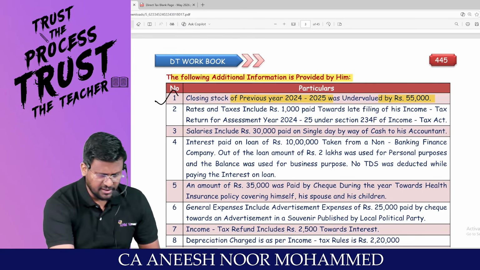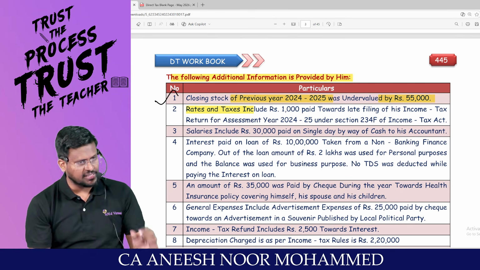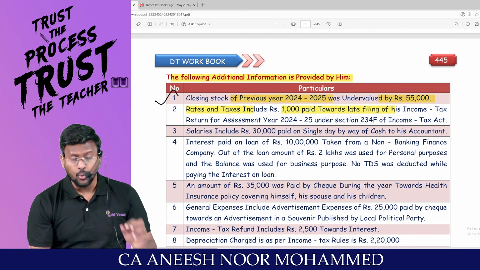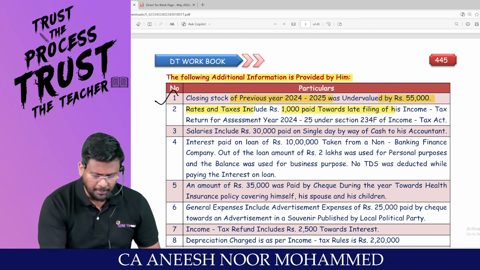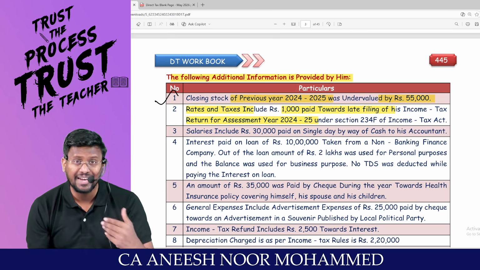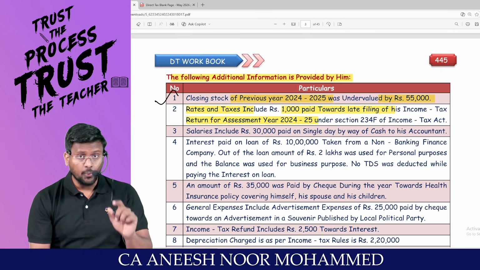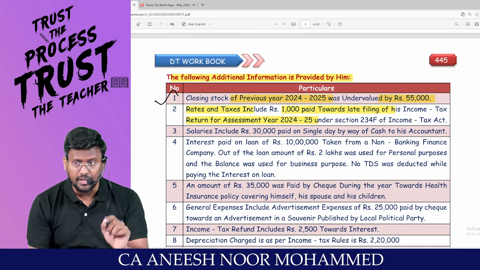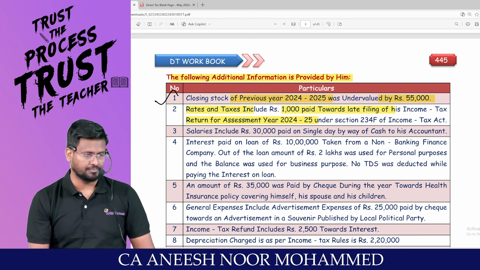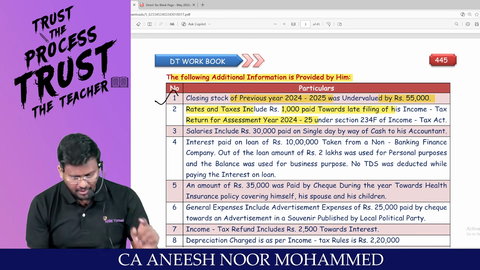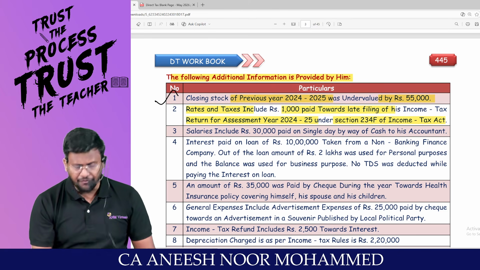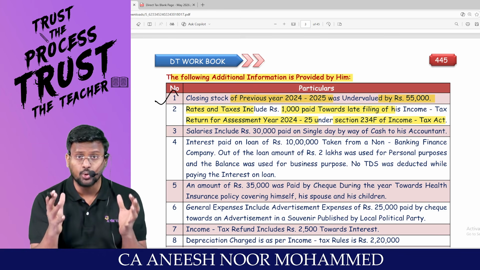Rates and taxes. Yes, in the P&L account, we are having rates and taxes that has been debited to P&L account. Rupees 1,000 paid towards late filing of his income tax return for the assessment year 24-25. We all know about the belated return 139(4). If you are not filing the return within 139(1) time limit, such a return is called a belated return. If you are filing belated return, then you are liable to pay a fee under 234F of the Income Tax Act based upon the total income.